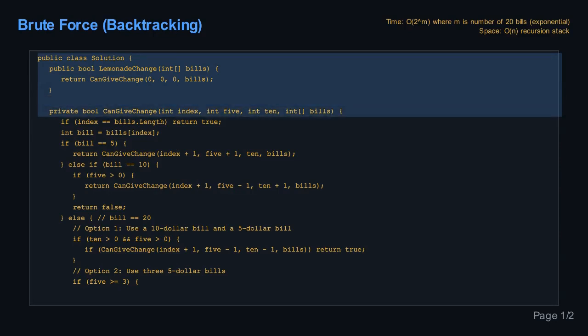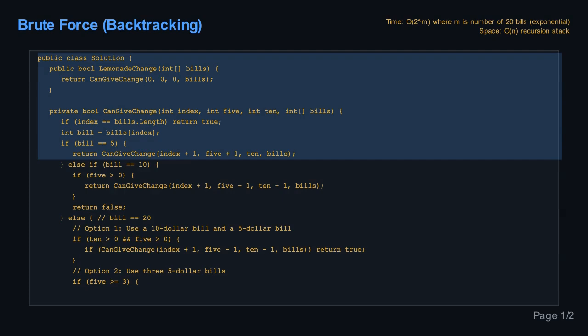This would involve a process called recursion, where our function calls itself for each customer, keeping track of the different combinations of bills we have. For instance, if a customer pays with $20 and we have both a 10 and a 5, and also three 5s, the brute force method would explore what happens if we use the 10 and the 5, and then separately explore what happens if we use three 5s.